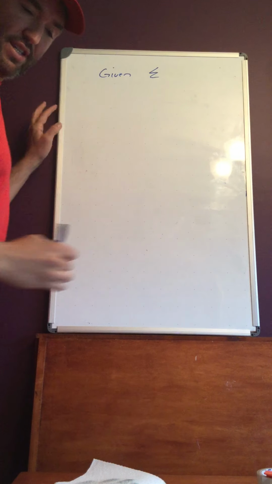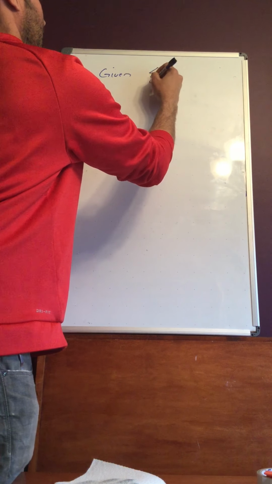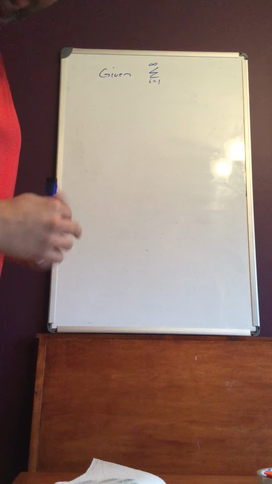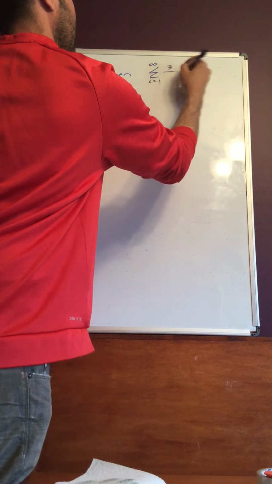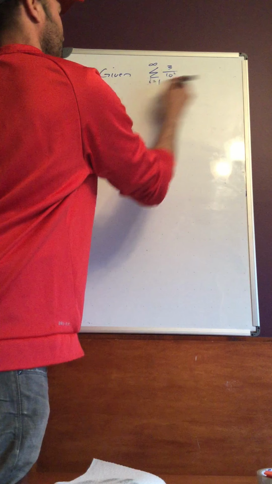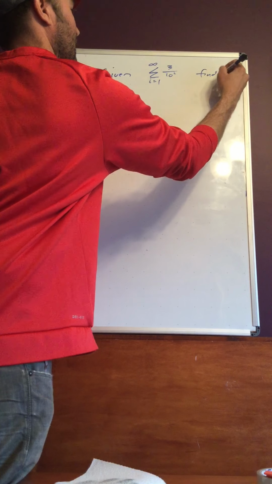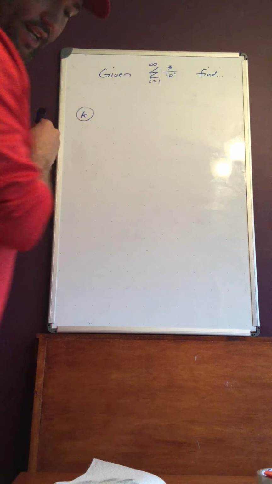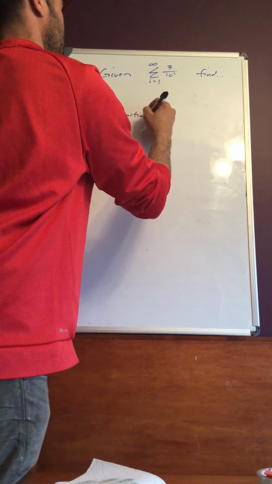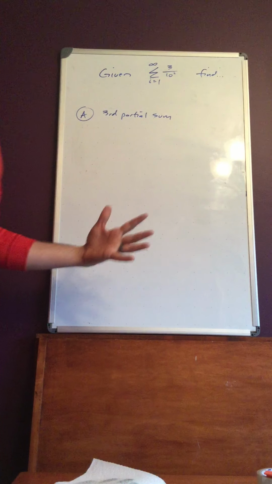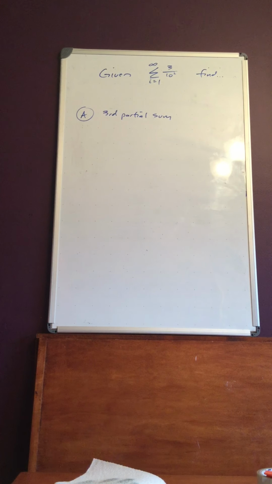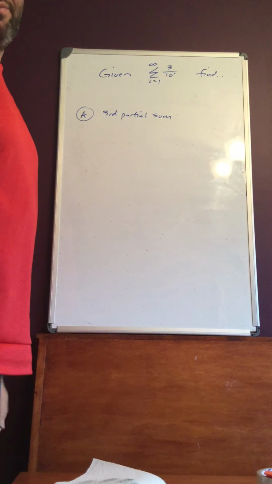Okay, so on the next part at the bottom of your notes, it says, given the series sigma i equals 1 to infinity, so this is an infinite series of 3 over 10 to the i, find letter A, the third partial sum. That sounds super confusing. All that means is the third partial sum is going to be the first 3 terms.